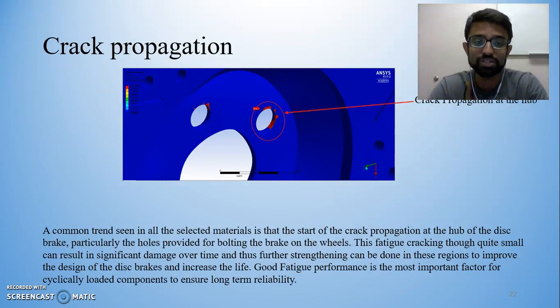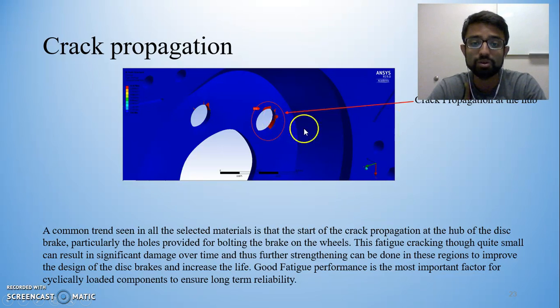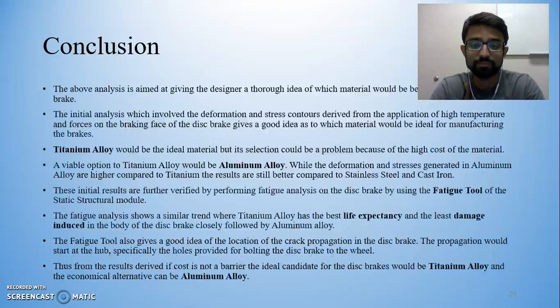Now this is the crack propagation I was telling you about. So from the damage contours, we can actually see the area where the crack propagation might take place. As you can see over here, it's along the holes. So this fatigue cracking, though quite small initially, can cause significant damage over time, and thus further strengthening can be done in these regions if the proposed design was to be improved and to increase the life, because good fatigue performance is the most important factor for cyclically loaded components like disc brakes to ensure long-term reliability.